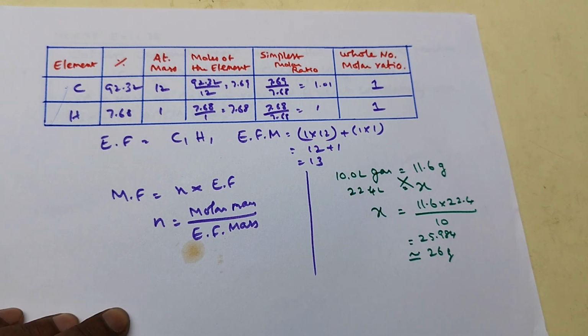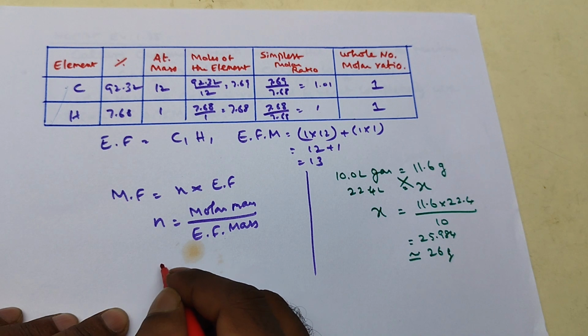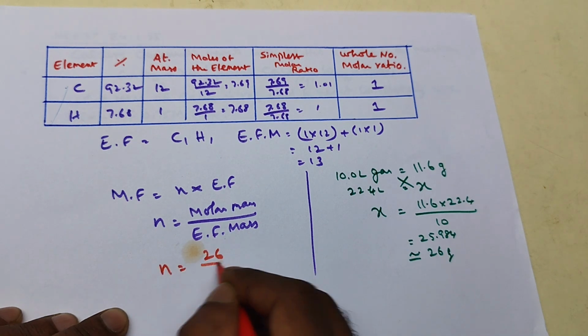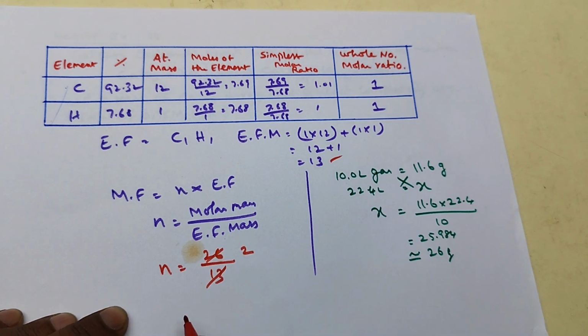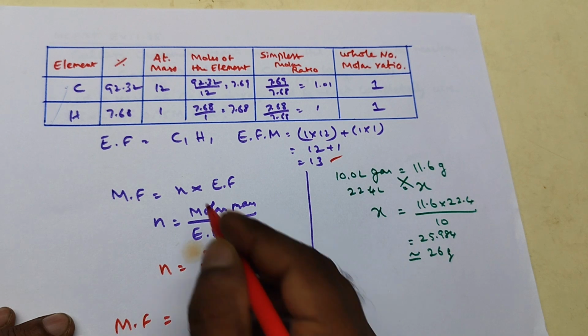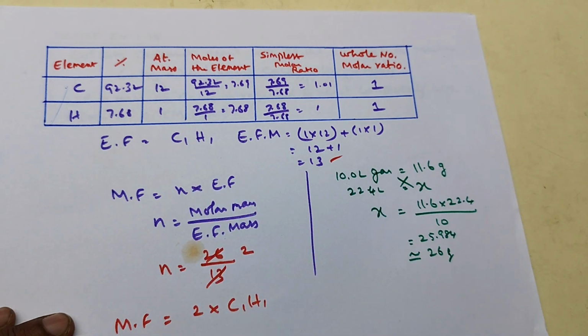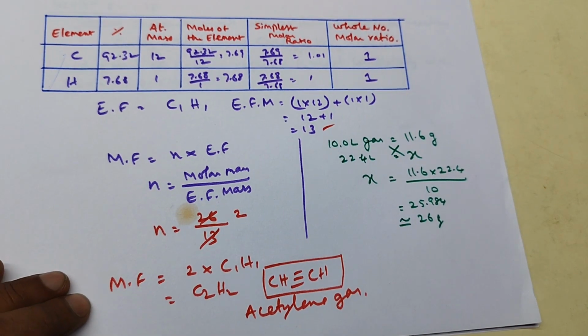Once you find the molar mass, then you substitute in this formula. So n is equal to 26 divided by the empirical formula mass, which we already calculated as 13. Cancel it, 2. Now substitute in the formula. Molecular formula of the gas is what they are asking. So n is 2 into the empirical formula of the gas, which is C1H1. You just multiply it, C2H2. That is nothing but CH triple bond CH. That welding gas is acetylene gas.